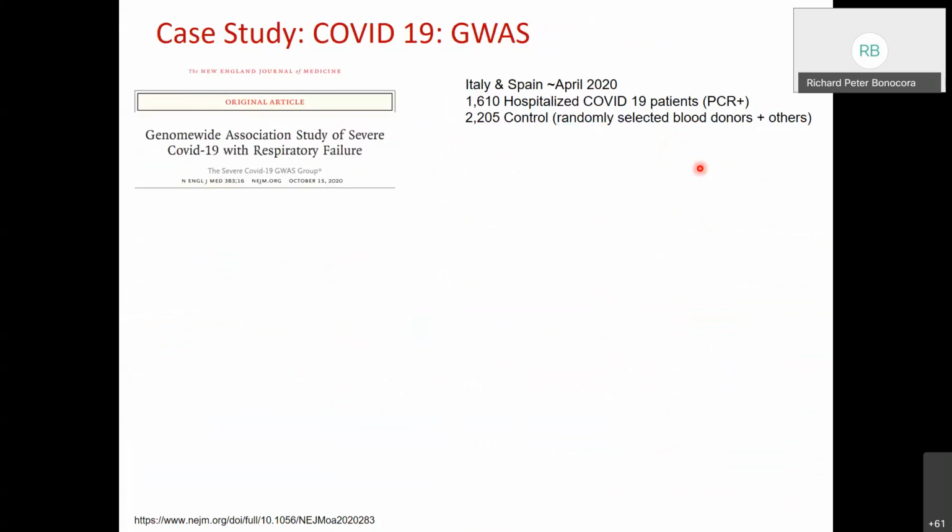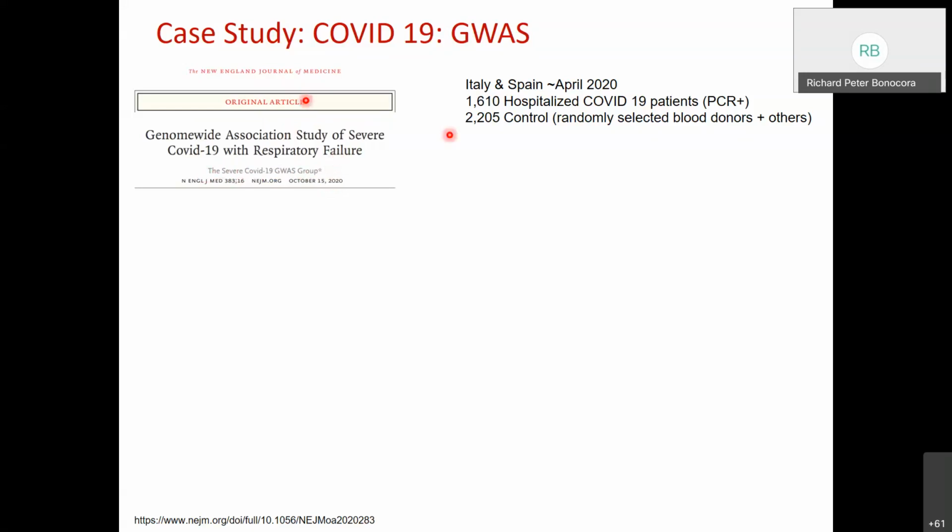Okay, I'm going to give a quick case study here that's relevant to today, using this kind of analysis for COVID-19. This came out in October of this year, although I saw another reference with the same title that came out in June, so I'm a little confused by that. This is the New England Journal of Medicine. One thing I want to point out is that there's a severe COVID-19 GWAS group as the author of this article, and it looks like a block of about 100 different people. Okay, so what did they do?